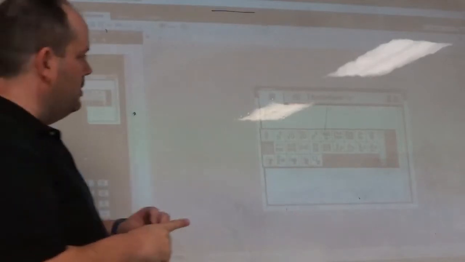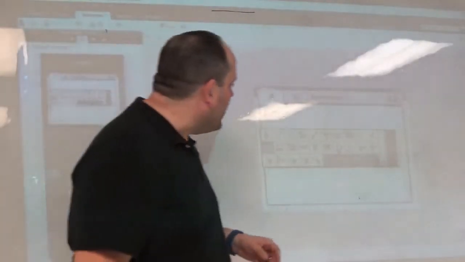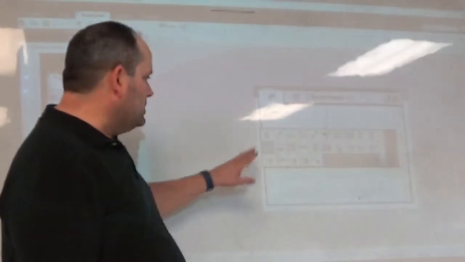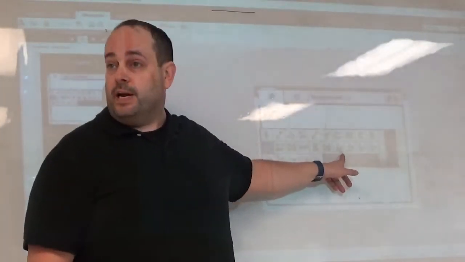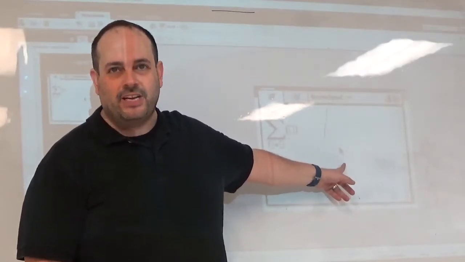Anybody see anything here that's going to be helpful? Oh yeah, the little sigma. Where is it? It's on the second row, right over here. Click on the template. Magic is about to happen.